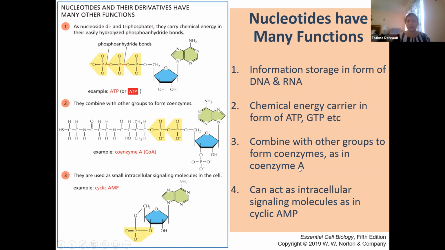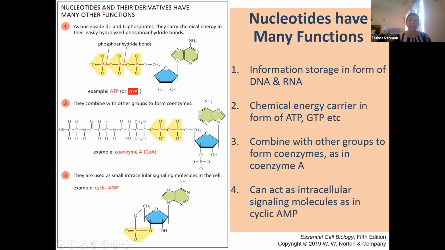It can also combine with other enzymes and coenzymes to form actual functional groups within the protein molecules. An example of that is coenzyme A, which is only functional once these phosphate groups are attached to it for its use.